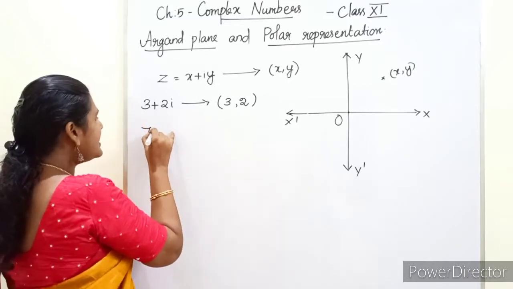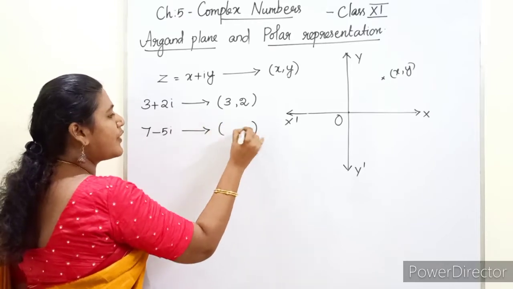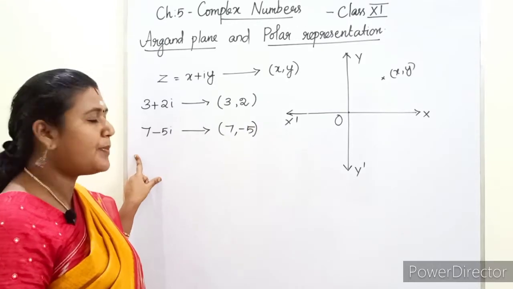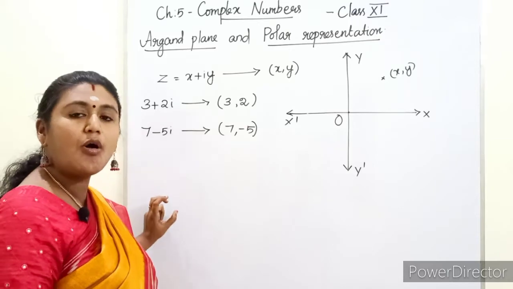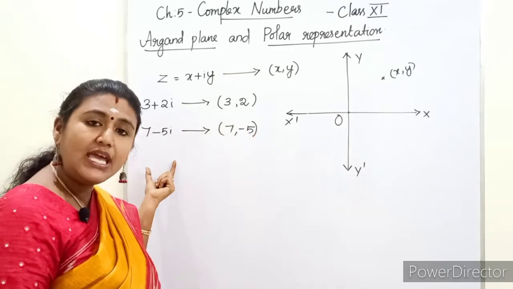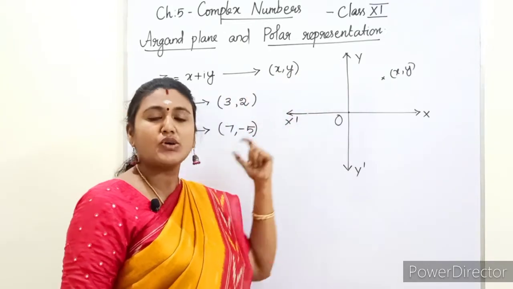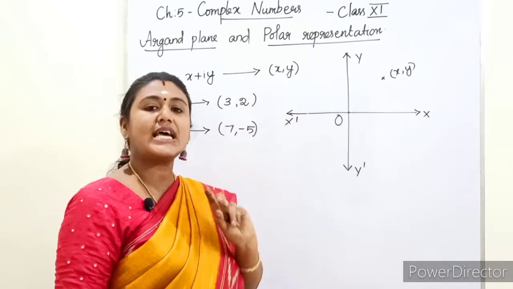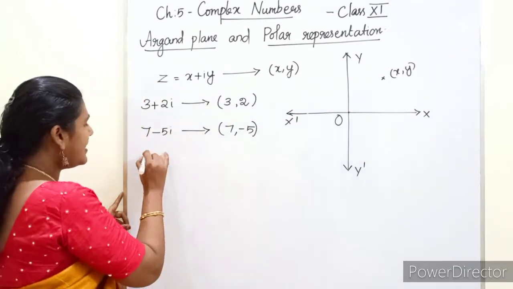Similarly, another example, 7 minus 5i. This complex number corresponds to the ordered pair (7, -5). Why? Because here the real part is 7 and the imaginary part is minus 5. So every complex number we can represent as an ordered pair, and each complex number we can express in the xy plane also. Such a plane is called the Argand plane. Okay, so what is an Argand plane?